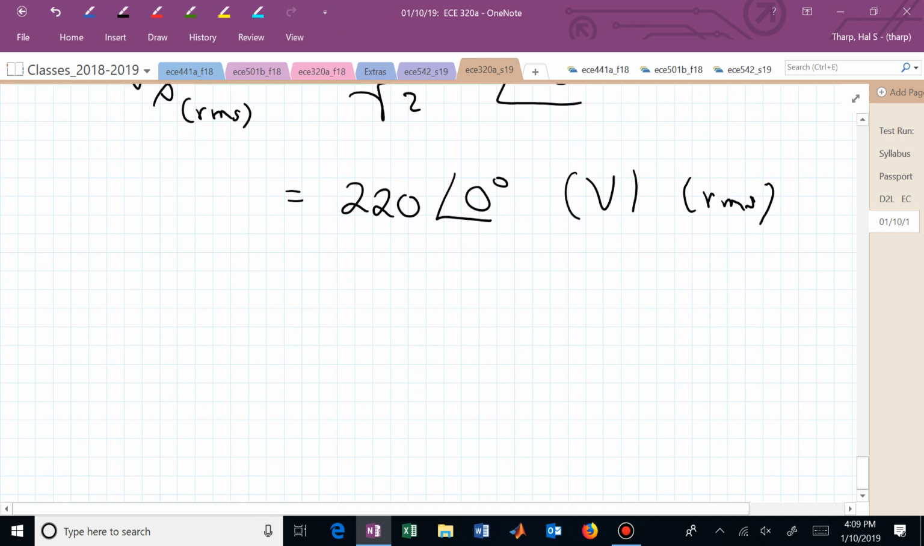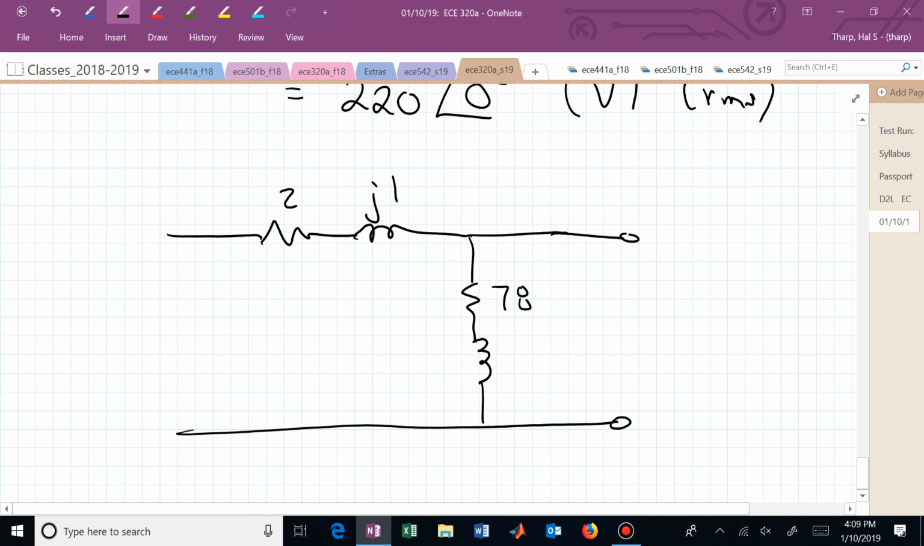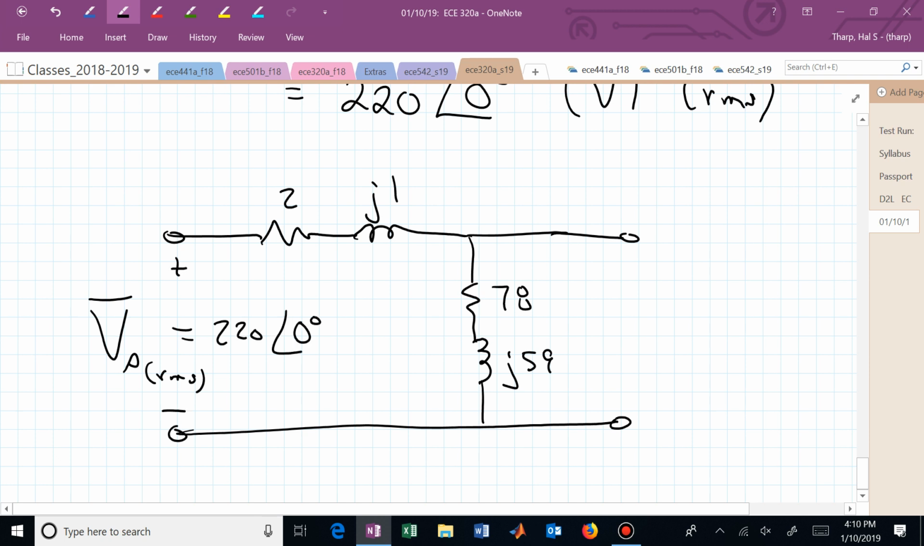And we now have our circuit again, that interviewer just won't go away, but we've now boiled this down to that's a 2, this is a J1, this was 78, and this was J59. Here is our V sub S RMS, 220 at 0 degrees. And now we just want to find this complex number, capital V sub capital L bar.